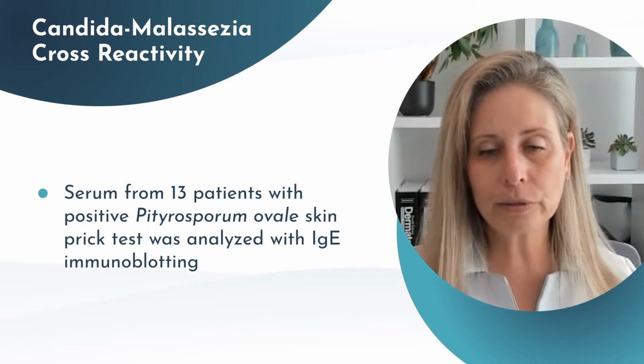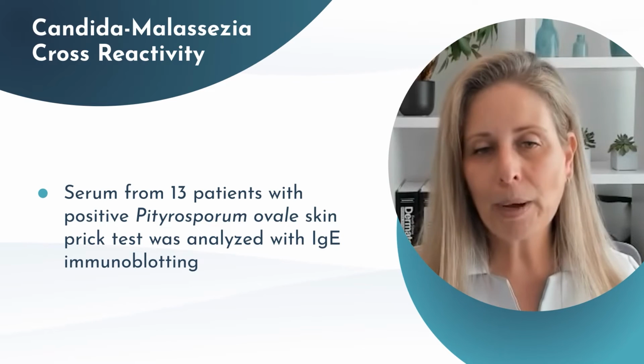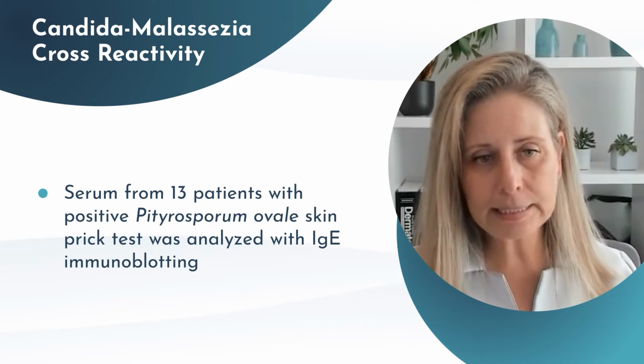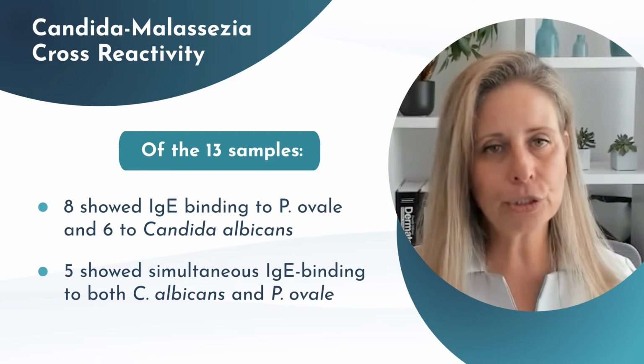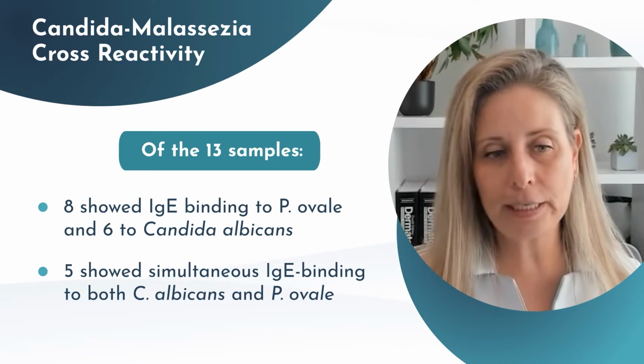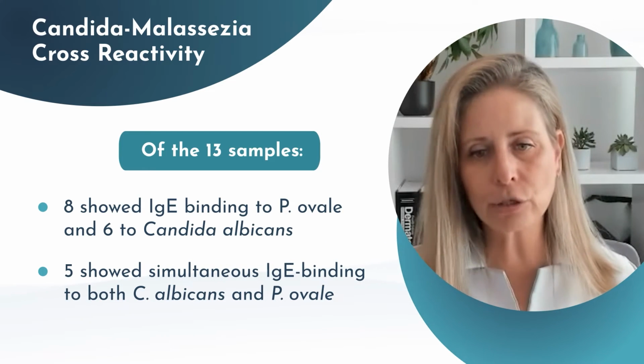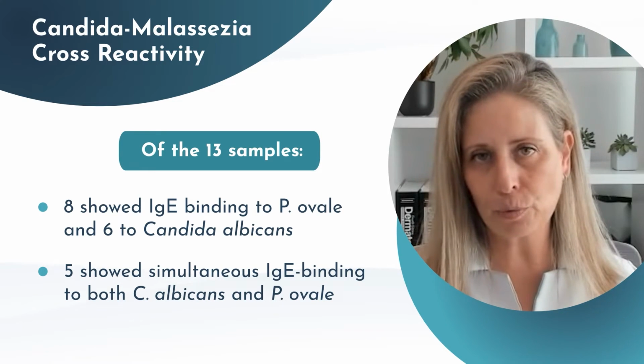Again, these are true allergic antibodies, but there was cross-reactivity between the IgE antibodies reacting to Candida albicans and Pityriasis or Malassezia ovale. Malassezia ovale is just another species. We've seen lots of different species, but it's all Malassezia. In this test, they collected serum from 13 kids with eczema that were positive for Pityriasis ovale skin prick test. Of the 13 samples, 8 showed IgE allergic binding to P. ovale, and 6 to Candida albicans, and 5 showed simultaneous IgE cross-binding to the Candida and the Pityriasis or Malassezia.